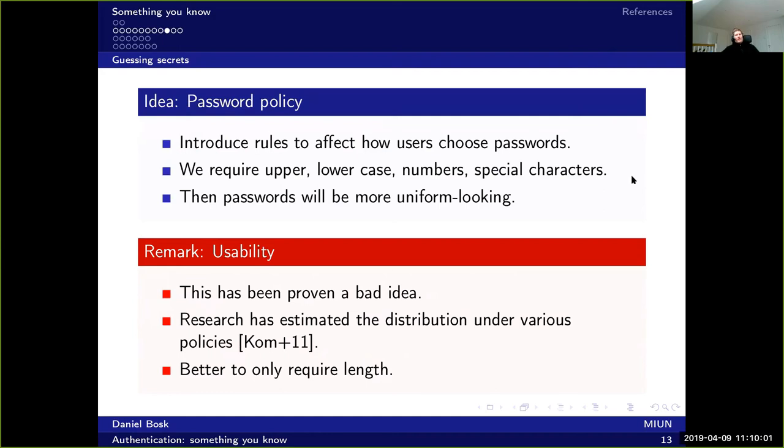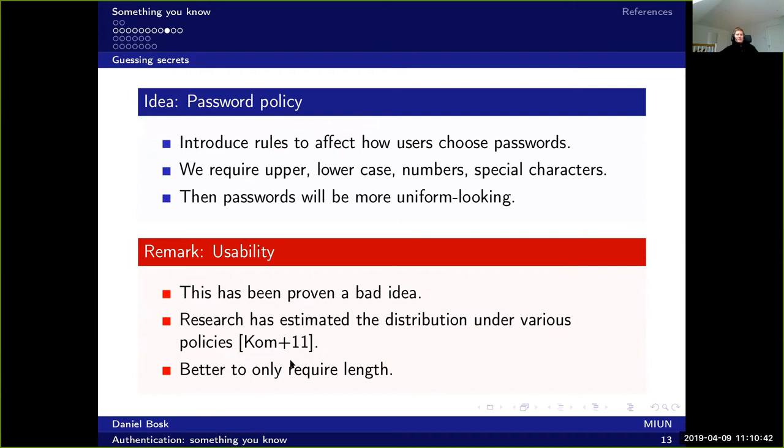Another very common, probably the most common way to try to increase the security of the user's chosen passwords is a password policy. And this means to introduce rules to try to affect how users choose the passwords. For instance, require upper and lower case, numbers and special characters. Probably you're very familiar with this. And then the passwords look a bit more random. However, they are still chosen by humans. And research has actually shown that this is a bad idea.